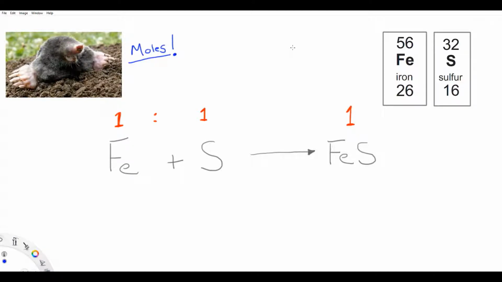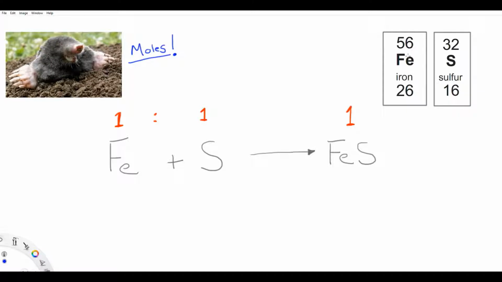Hello again, and here's the example that I was talking about. Here, this is the reaction between iron and sulfur producing iron sulfide. As you can see, this is a 1-to-1 ratio reaction where for every one iron, it reacts with one atom of sulfur, producing one molecule of iron sulfide. You'll begin to see the problem when we look at these masses up here.